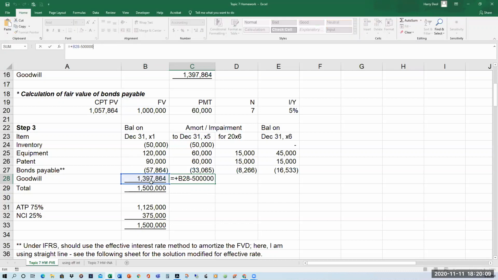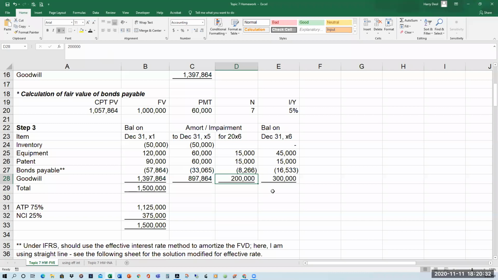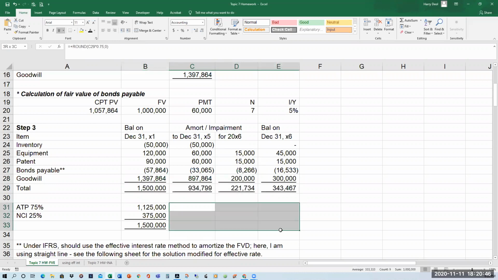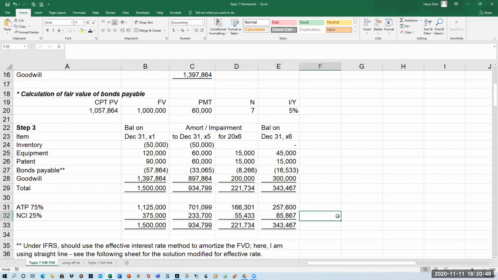So basically, take the starting balance of goodwill and subtract $500,000, the balance of goodwill at the end of 2005, to get the goodwill impairment losses up to the year 2005. And given that the goodwill has an ending balance of 300,000, you have $200,000 of impairment losses for the year 2006. It may be worthwhile to make a T account for goodwill to keep track of the impairment losses. So anyhow, we get these vertical sums now and the amounts attributable to the parent company and to NCI.